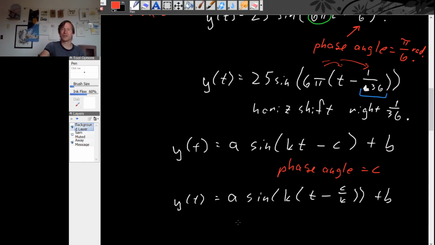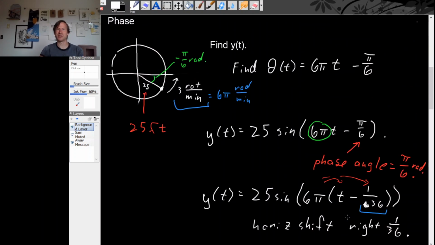And so we find that the horizontal shift is a shift rightward, and it's not c, it's c over k. So we have to be a little bit careful about this distinction between phase angle and horizontal shift. So let's look at a couple examples.